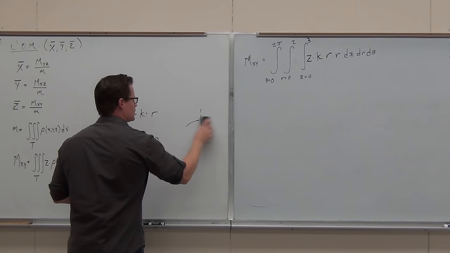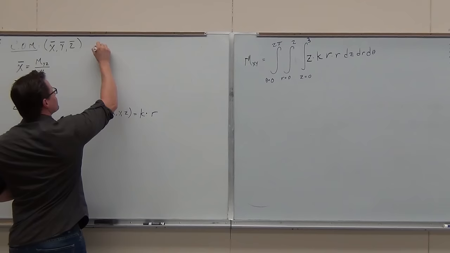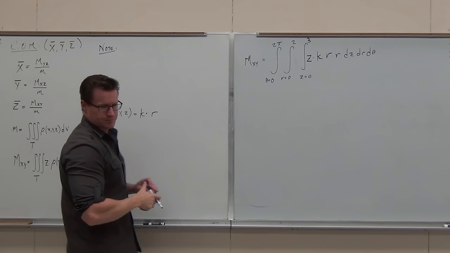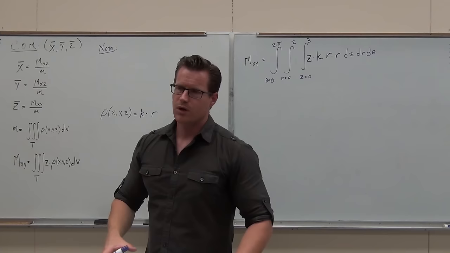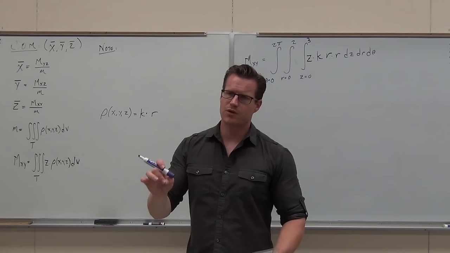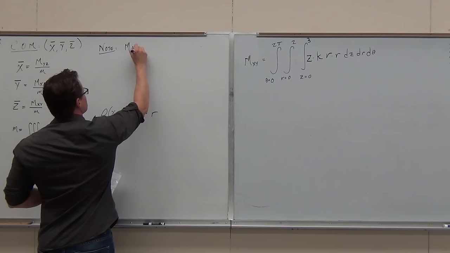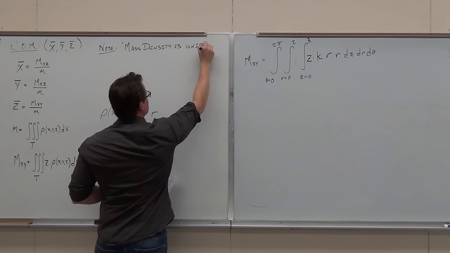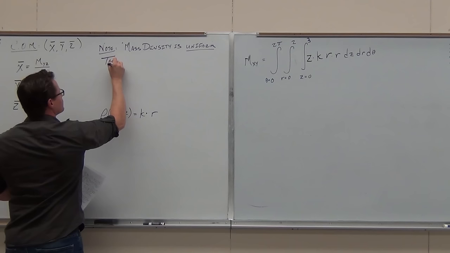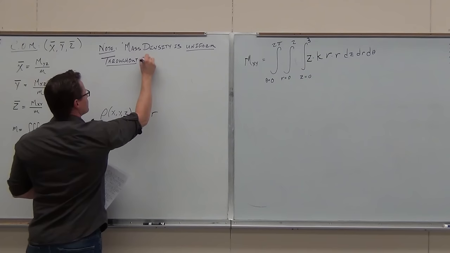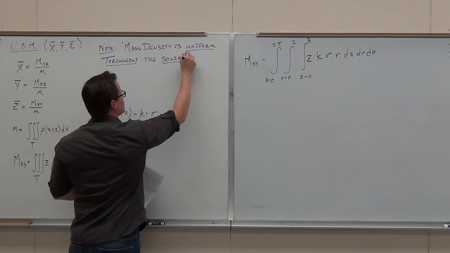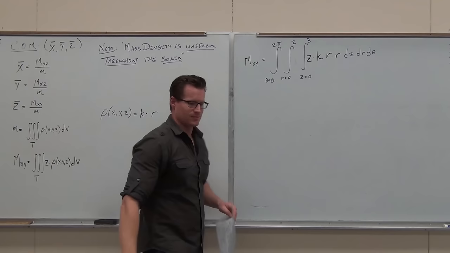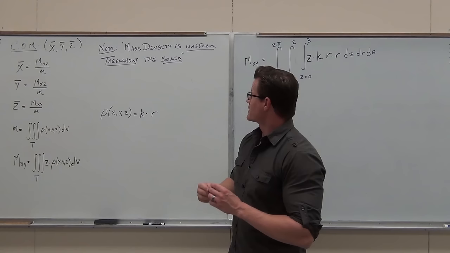We'll change our problem a little bit. Make yourself a note here. What if it says something like the mass density is uniform throughout the solid? Okay, no exclamation point. No factorials for us. The mass density is uniform throughout the solid.